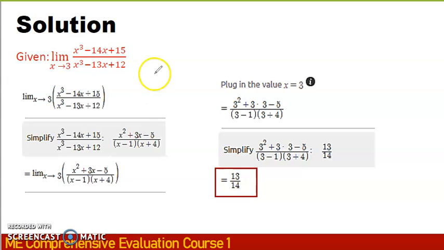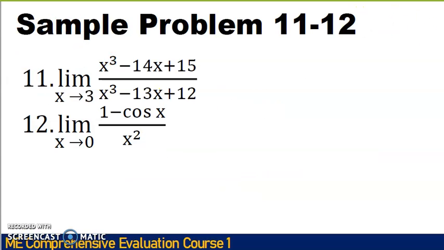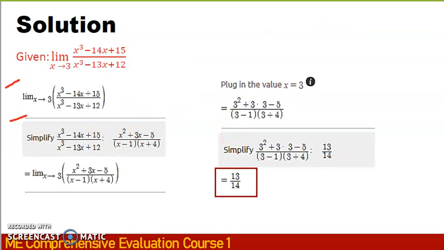Sample problem number 11 and 12. For sample number 11 and 12, this is about evaluating limits. For number 11, instead of using the solution here, the disadvantage of using this one is you must be good at factoring. So when you have difficulty in factoring, just use L'Hospital's rule. When the given is in quotient form, use L'Hospital's rule.